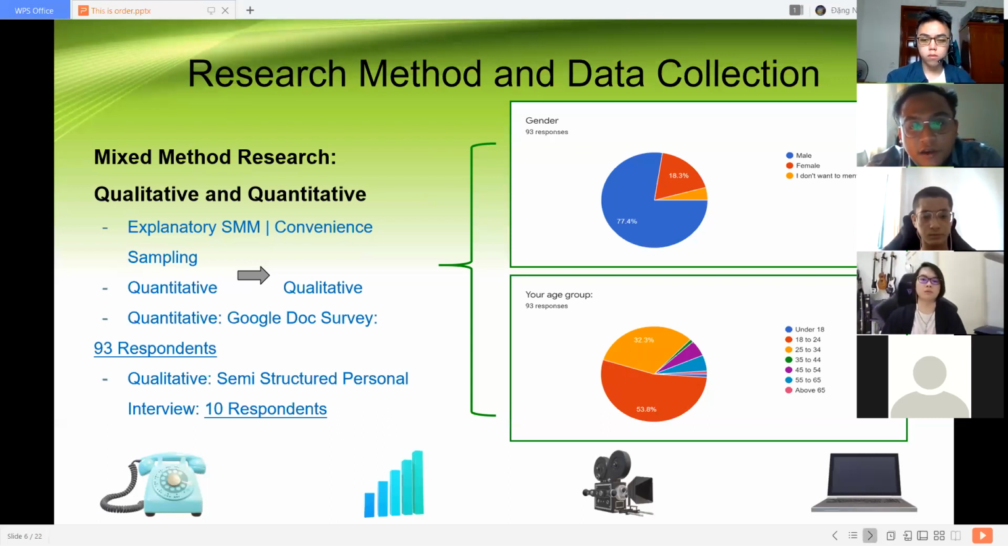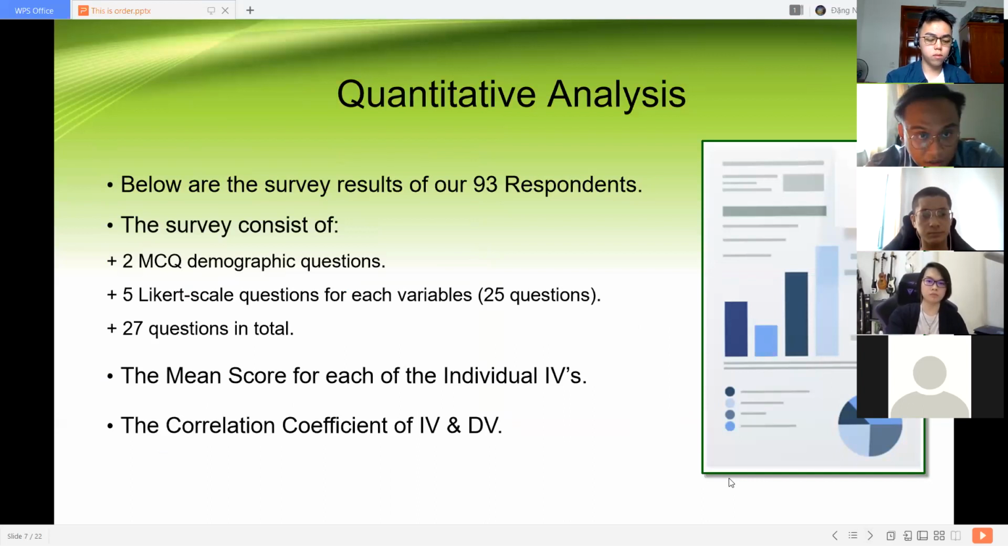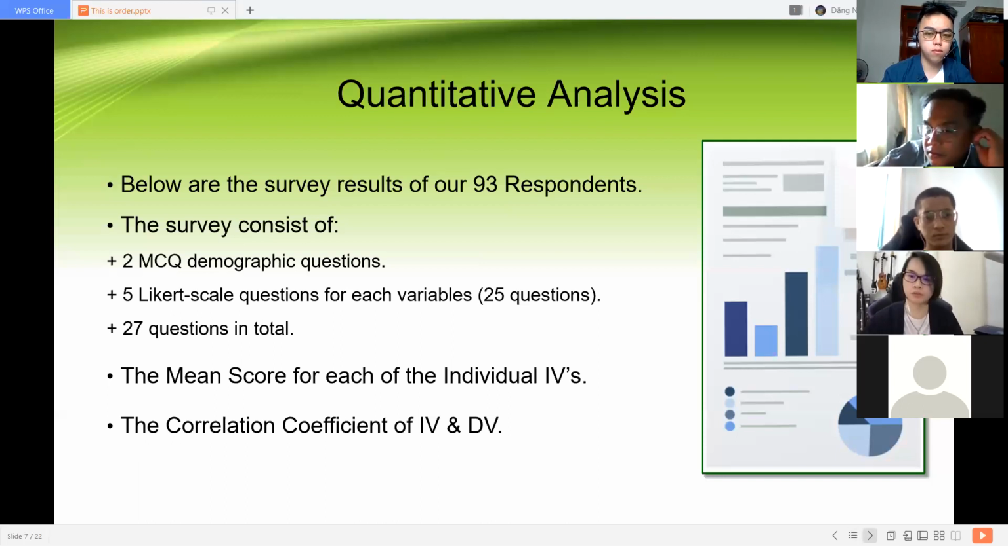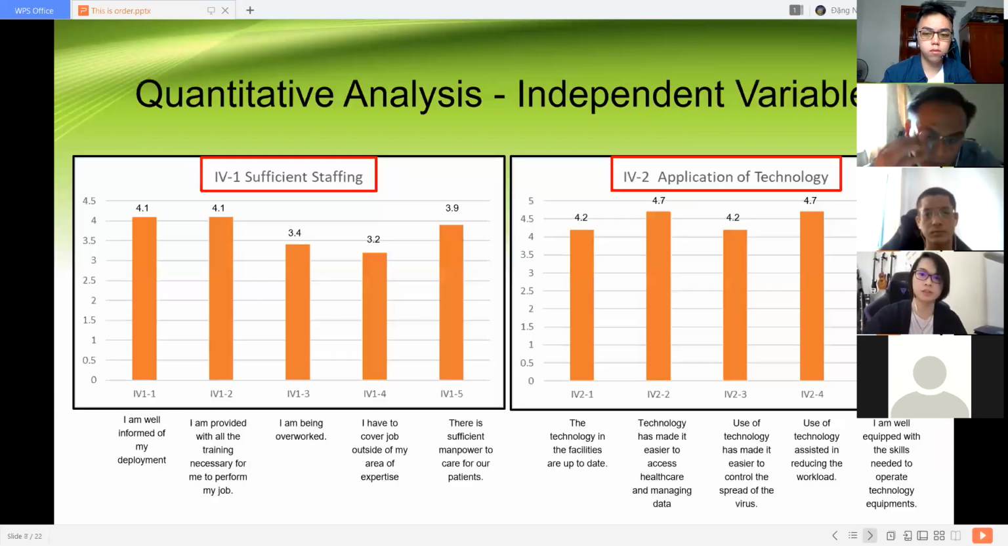Next slide, I will pass on to Mark to explain our quantitative findings. Okay, thanks, Hafiz. Hi, I'm Mark, and I'm going to talk about our quantitative analysis findings. Below are our survey results for 93 respondents. Our survey is an online survey using a 5-point Likert scale, which consists of 25 research questions and 2 demographic questions. I'm also going to show the individual mean score and correlation for the individual IVs and DVs. Next slide, please.